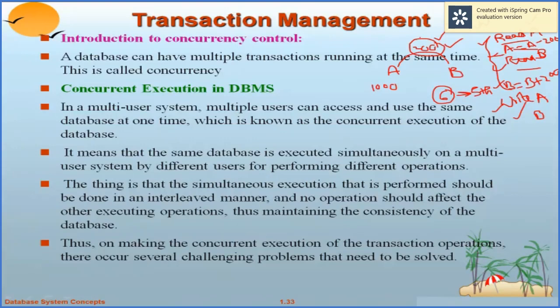But in a transaction management system, even if one of those steps from 1 to 6 fails, assume my last step, that is the sixth step, has failed.